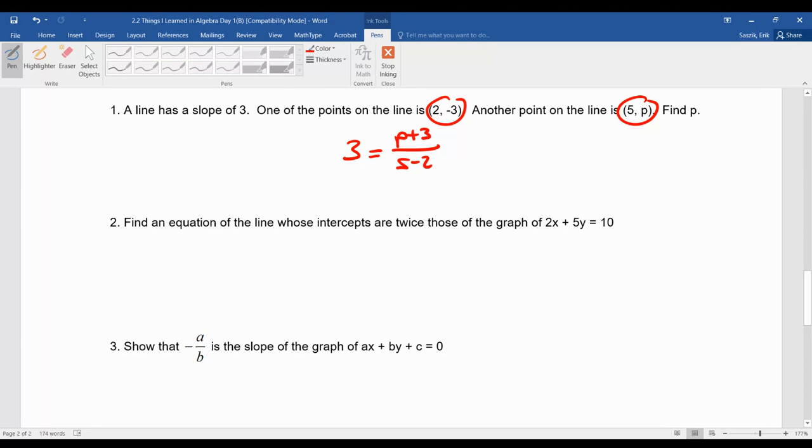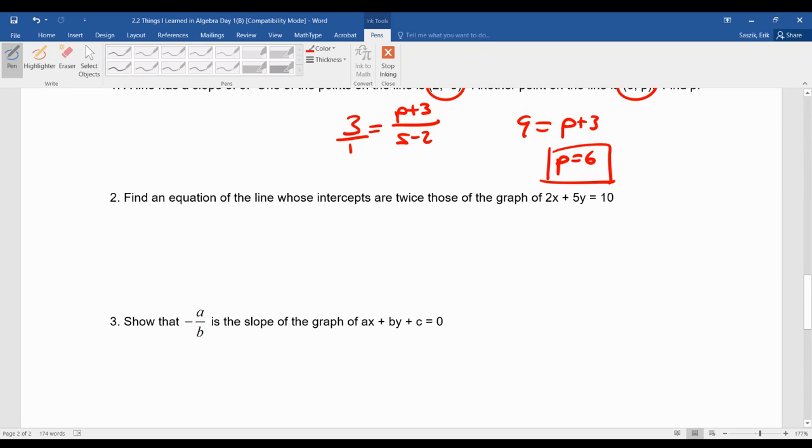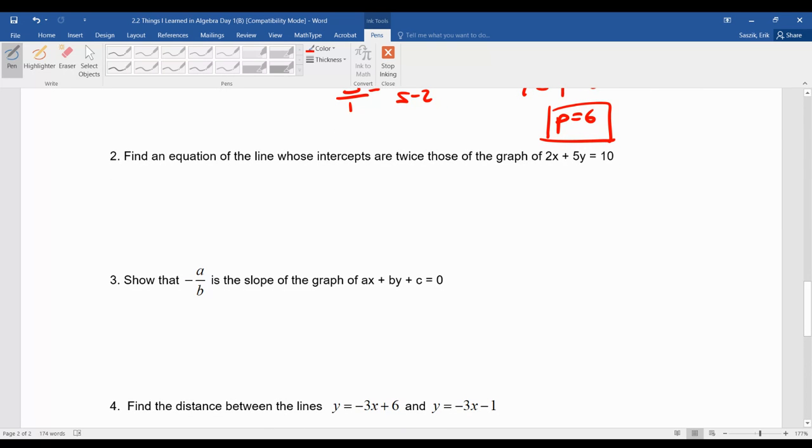Now I'm going to go ahead and cross multiply. Remember, this becomes 3, and if I cross multiply, remember this is really 3 over 1, I'm going to get 9 equals p plus 3. So p, of course, is 6. Remember, there's that invisible 1 underneath that. So that really is the way to go, I think, instead of using equations of lines. But you could use an equation of a line as well. Find an equation of the line whose intercepts are twice those of this.